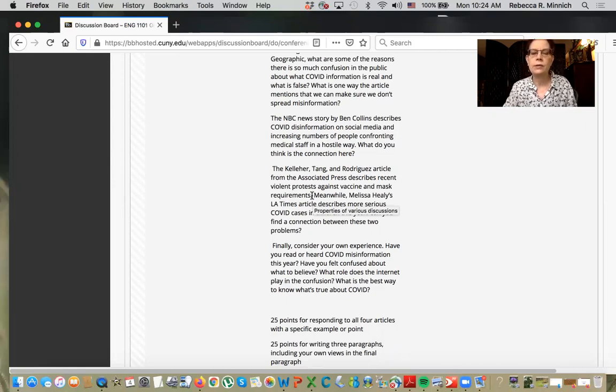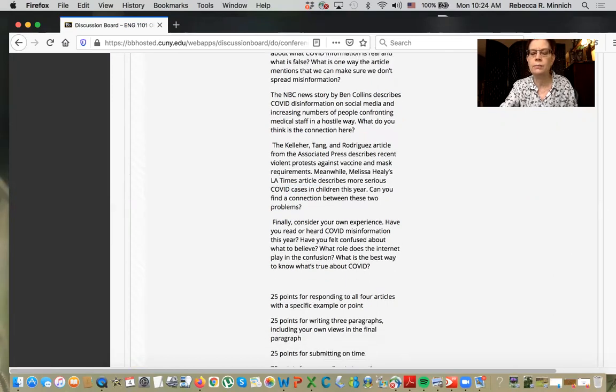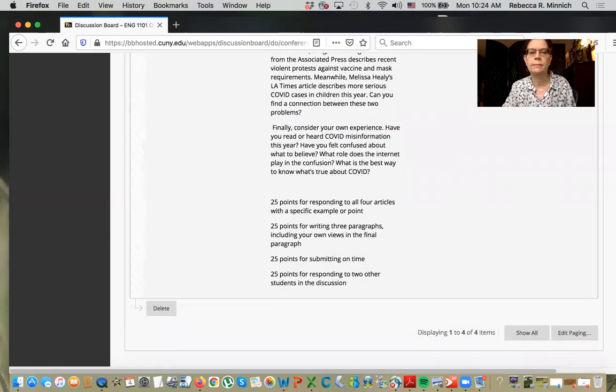Then we've also got the Associated Press article. What's the connection between increasing cases of COVID in children this year and increasingly hostile and violent protests around school mask mandates? And then finally, it asks you to consider your own experience. Have you heard any COVID misinformation from other people or seen any COVID misinformation online? Have you come across COVID conspiracy theories, or do you know anybody who's refusing to get vaccinated because they believe any of these? What role do you think the internet plays in creating confusion around COVID?